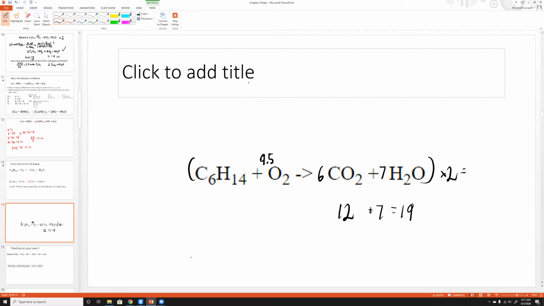And we get 2C6H14 plus 19 O2 yields 12 CO2 plus 14 H2O. And you can see how this works out. There would be 38 oxygens total. There's 24 plus 14, which is 38, and there's 38 here. Okay, so hopefully that makes sense.